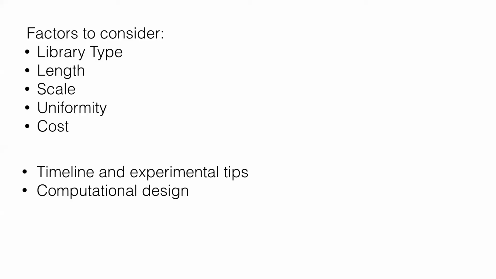And so I'm going to talk about several different things today. First of all are several factors to consider. So is DropSynth even the right approach for you or for your particular problem? And I'm going to talk about that in terms of different types of libraries, length, scale, uniformity, cost, and yield should be in there as well. And then I'll give a very brief overview of the kind of typical timeline that you'll go through, experimental tips, and touch briefly on what's needed for computational design.